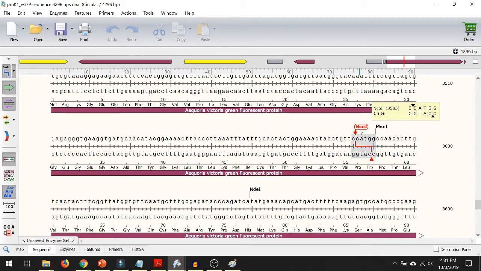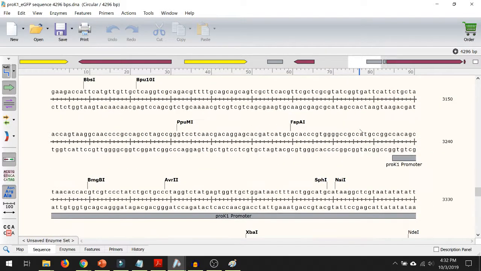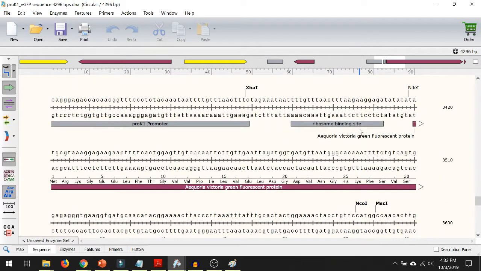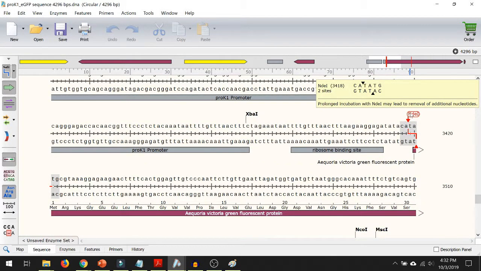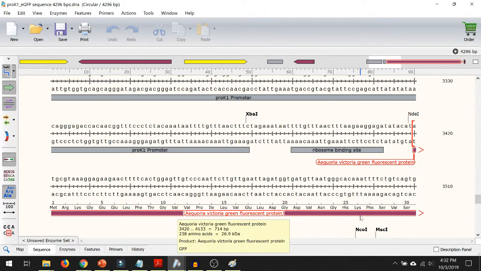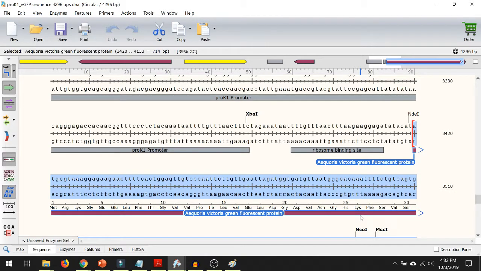right? Nowadays, we don't purify these enzymes ourselves. Companies purify them and they sell them to you, and then you just buy the enzyme from the company. But these enzymes allow you to cut DNA at specific places so that you can put DNA in, right? So like I said, if I want to put in a new gene, I'm going to cut before the gene starts, right? So we have our green fluorescent protein, which is coded in the DNA right here.